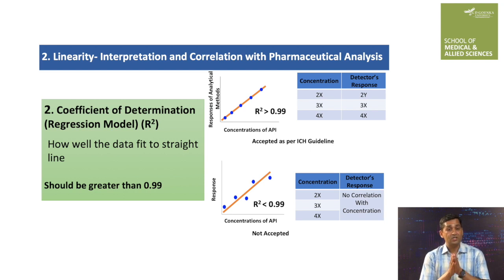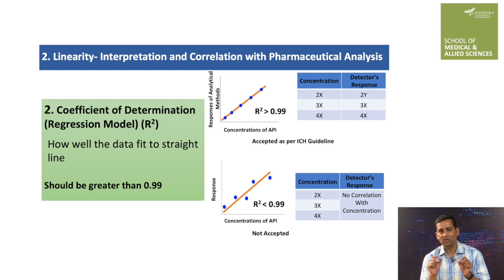The significance of R square can be explained by these two plots, where blue dots represent different data points. In the upper plot, R square is greater than 0.99. This is because all the data, as shown by blue dots, are aligned with the straight line in orange color, as you can see. We can understand this by taking an example.